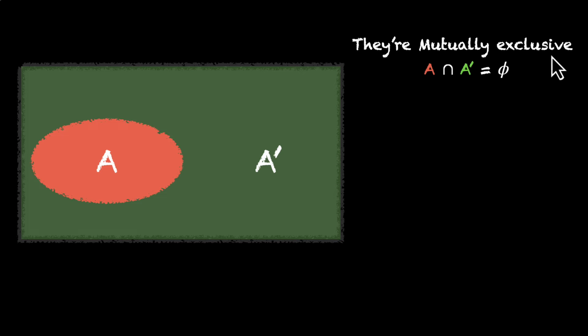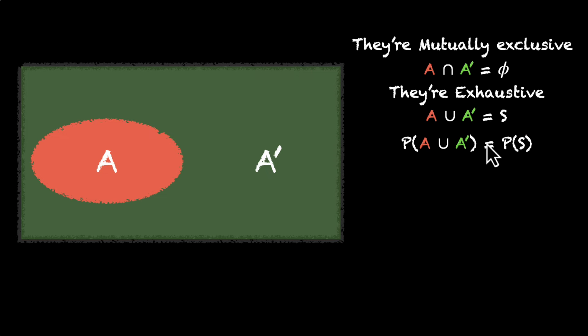Because they're mutually exclusive, we can say that there's nothing in common: A intersection A dash is phi. And because they're exhaustive, we can say that the union of them is the entire sample space: A union A dash is equal to the sample space. Let's find the probability of this second one, probability of A union A dash. Well, that's going to be equal to the probability of the sample space. And by axiom 2, we know that the probability of the sample space is 1. So probability of A union A dash is going to be 1.